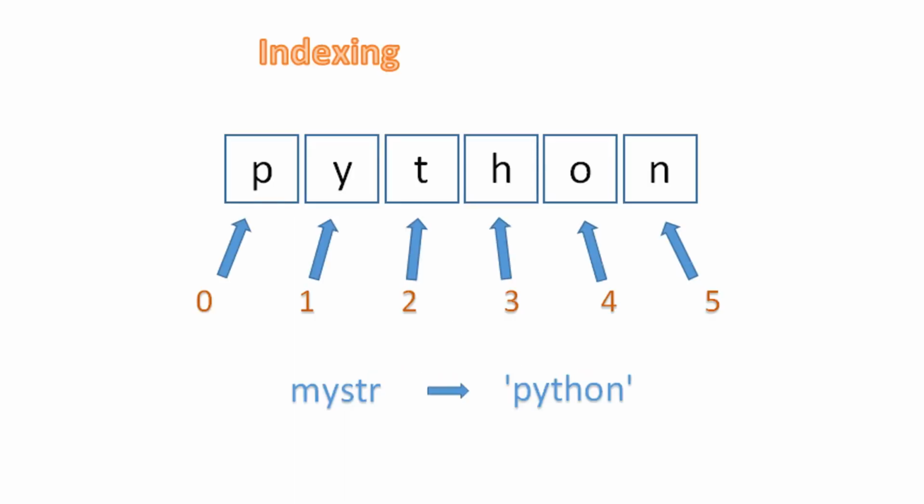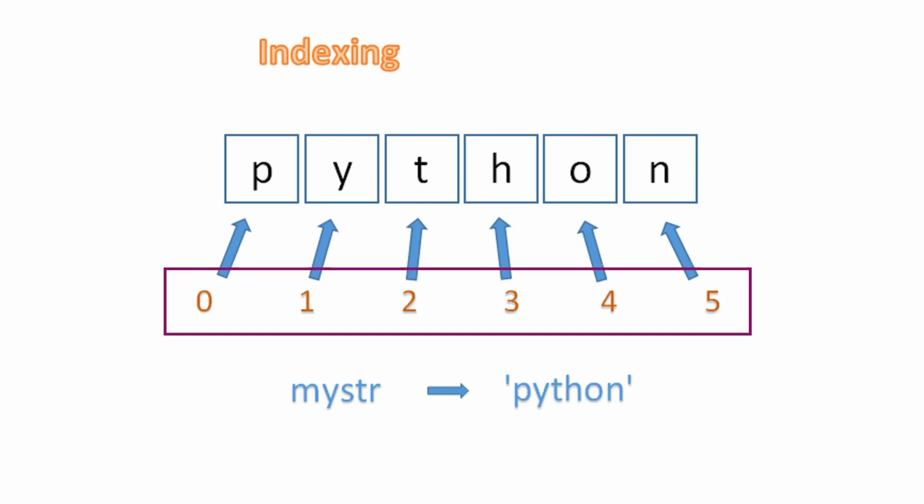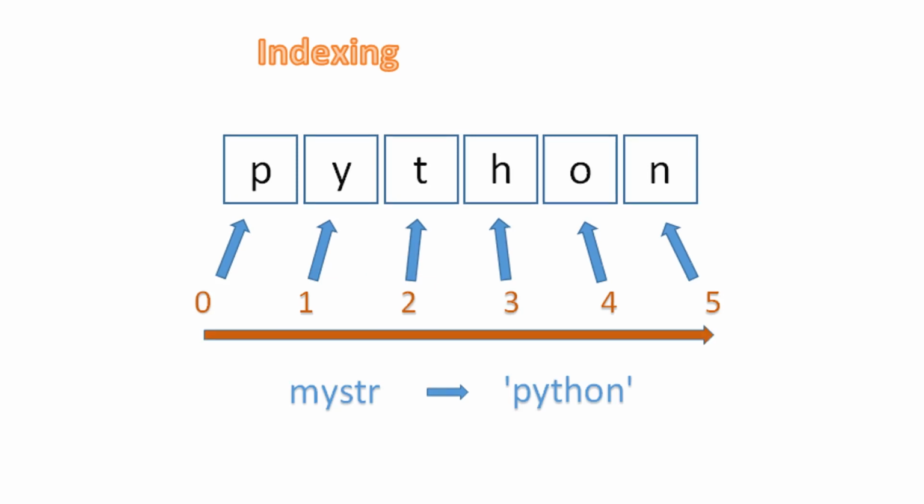Let's understand indexing with an example. Consider a string type variable mystr having value as Python. Index is an integer which is allocated to each element in a sequence type. Index of first element is 0, index of second element is 1, third element is 2, and so on. Index ranges from 0 to the length -1. For example, if the length of the sequence type is 6, then the index will range from 0 to 5.